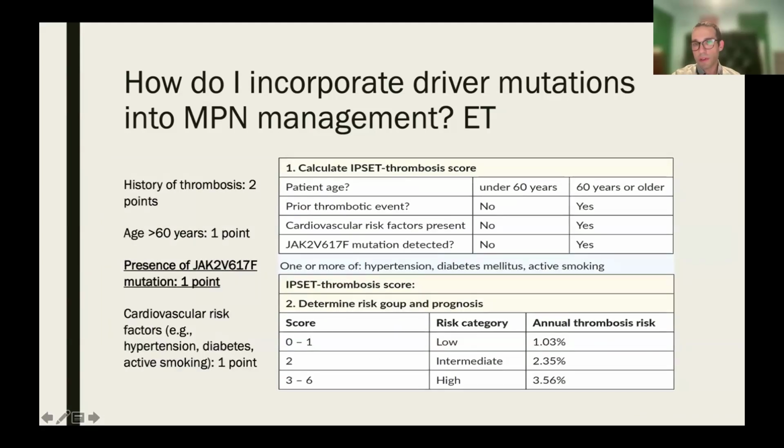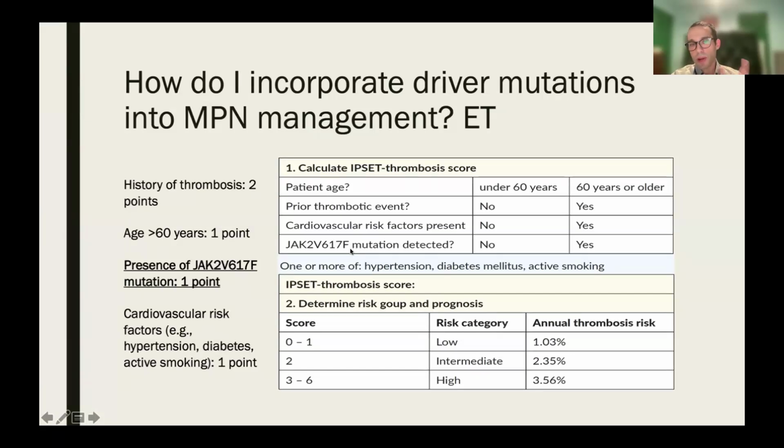And these differences are incorporated into a lot of the standard scoring systems that physicians use to determine what the best treatment for patients is. So the most common one that's used is called the IPSET score, which is the International Prognostic Scoring System for ET. And there's a thrombosis score that takes into account the history of any blood clots, the presence or absence of cardiovascular risk factors like high blood pressure, diabetes, or active cigarette smoking, or the JAK2 mutation.